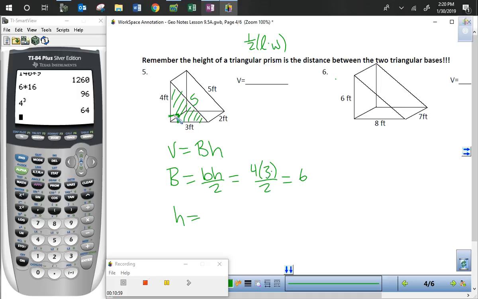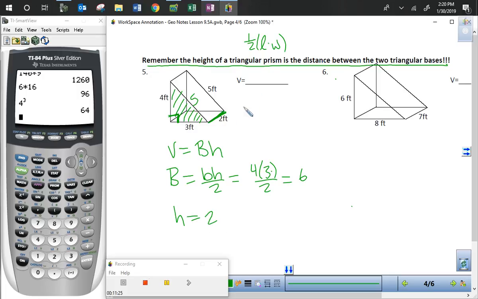We've already used that 4. It's the number we haven't used yet. We've used the 4, we've used the 3. Now this 5, before when we were doing surface area, we had used that to find the perimeter. The height, you'll notice here, it says it's the distance between the two triangles. On this picture, it's going left and right here. So our height is the 2.